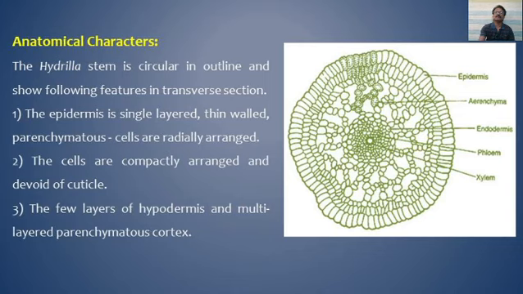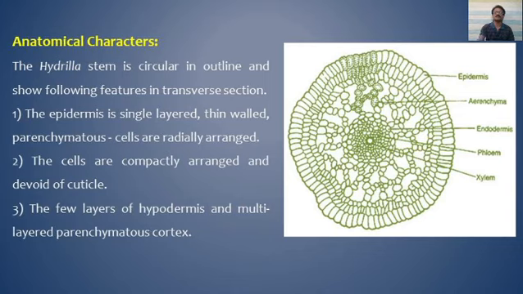Below that you find a few layers of parenchymatous cells, and these layers are called the hypodermis. Below that there is the cortex, and the cortical region consists of a number of air spaces, which are called the parenchyma. One of the most important features of any hydrophytic plant is the air spaces present in the cortex.